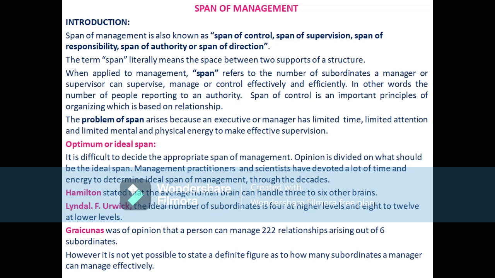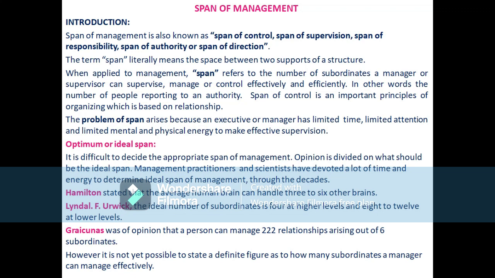Like Hamilton, Urwick, Graicunas. These have defined the span of management, and Graicunas's theory is very important regarding the span of management, because he defined how many relationships a person can maintain with six subordinates. He gave a theory regarding that. We will discuss it later, but as of now, these are some of the definitions given by the authors regarding the span of management.